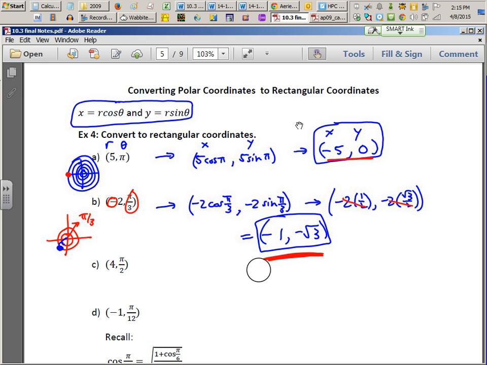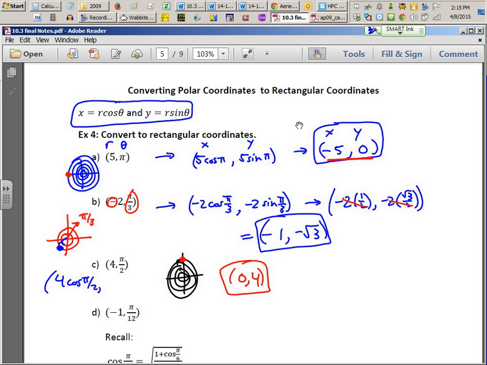Okay, the next one you can just kind of sketch it, because pi over 2 is actually a quadrantal angle, so (4, pi over 2) is just literally this top point on the fourth circle. So the coordinates are (0, 4). Or, if you really insist, you can do 4 cos pi over 2, comma, 4 sine pi over 2, which is (0, 4).